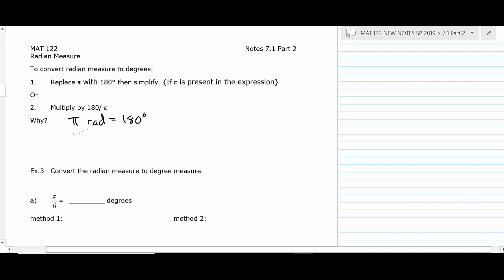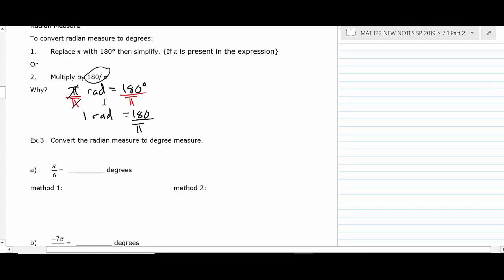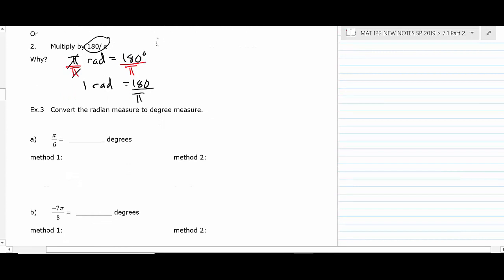So what I'm going to do on this is divide both sides of this equation by pi. When I do that, that divides out, giving 1 radian is equal to 180 over pi. So every time you have a radian, you have 180 over pi. All right, so that's the idea. Let's go down and do some examples on this, and this is pretty simple. It's mostly arithmetic. So pi over 6, well, the first method is just change the pi to 180 degrees and then divide. So 180 divided by 6 is going to be 30 degrees.